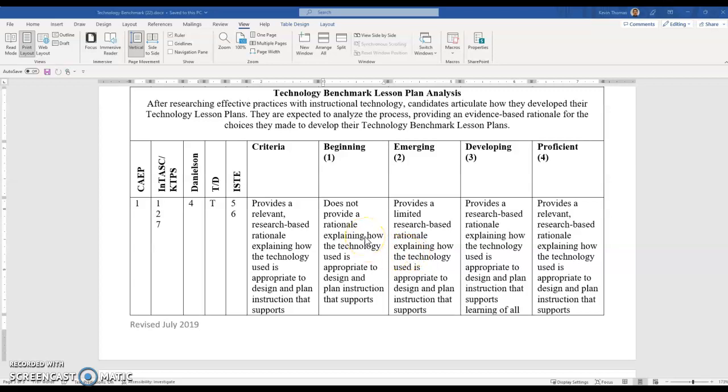Good afternoon, teachers. We're going to take a second to go over the benchmark lesson plan analysis rubric as it relates to the paper that you're going to be working on.